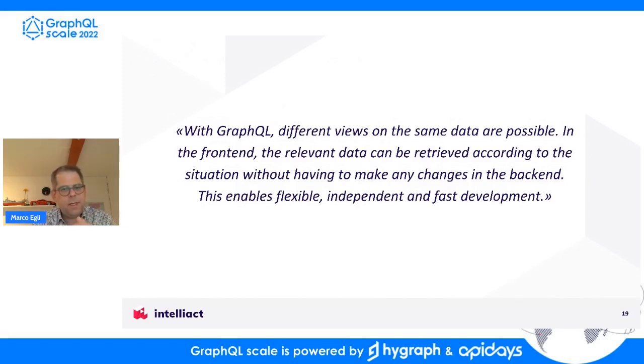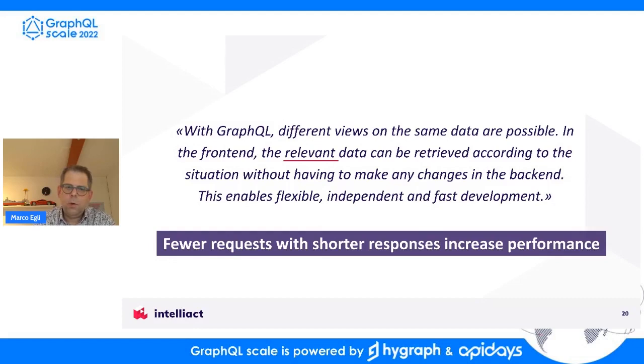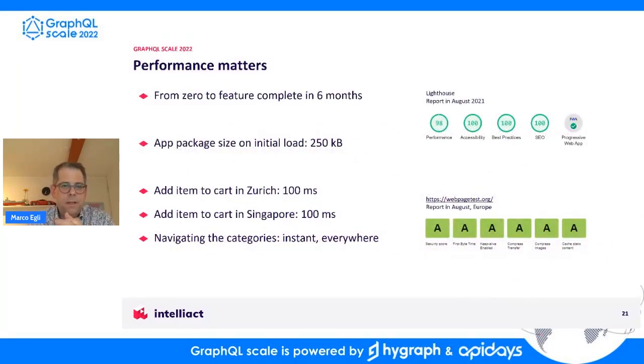In the front end, the relevant data can be retrieved according to the situation without having to make any changes to the backend. And that was really brilliant, because with that, we achieved a very high developer productivity and were very fast in finishing the application. So this also enables flexible, independent, and very fast development. And getting always just the relevant data results in fewer requests with shorter responses, which increases the performance of the front-end app incredibly. So finally, front-end performance matters, and development speed also matters.